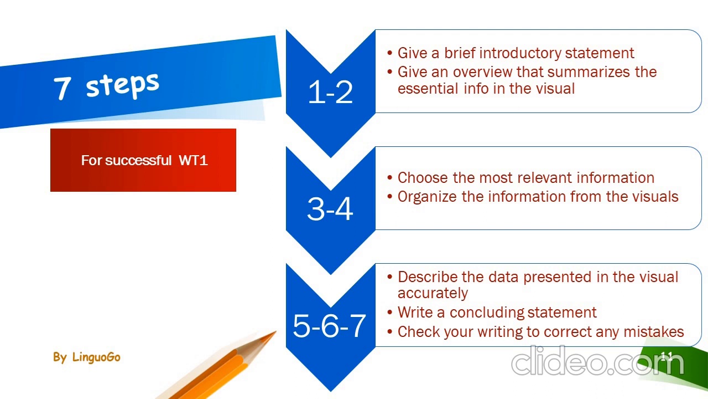And the last one, step 7, check your writing to correct any mistakes. So let's say you spend 13 minutes for writing and you need to save 2 minutes for self-correction. This is very important because when you read your writing again, you may have a chance to correct yourself in terms of spelling, in terms of punctuation. Maybe you forgot some commas and so on. So do the self-correction for sure.